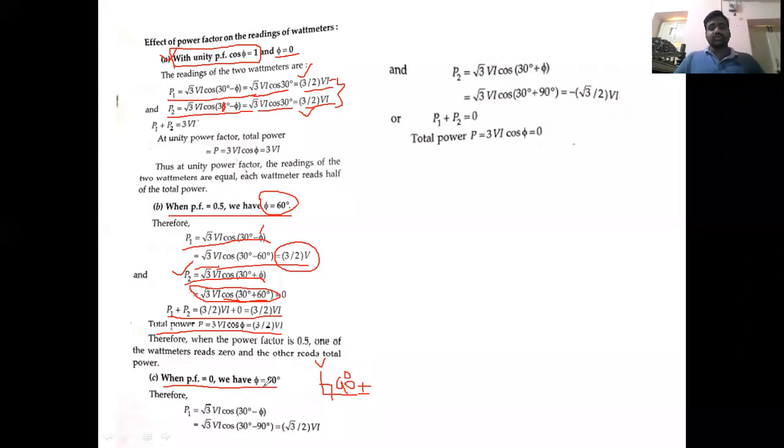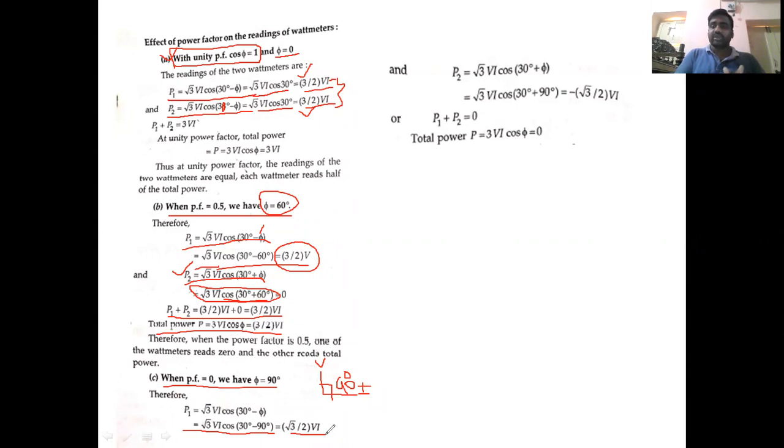If we substitute the value of phi, P is equal to root 3 VI cos of 30 minus phi. What is the value of phi? Phi is equal to 90 degrees. What will happen to P1? P1 is equal to root 3 VI cos of 30 minus 90 degrees, that is equal to root 3 by 2 VI.